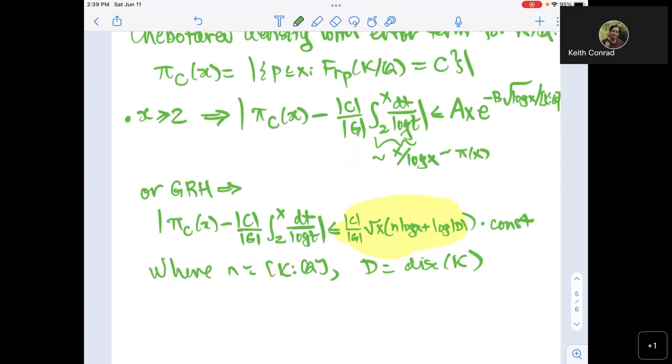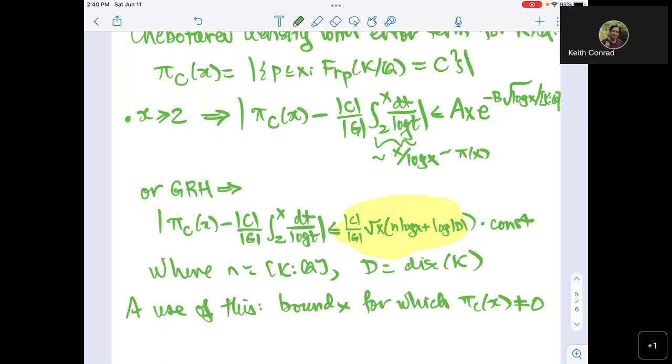And so how is this of any use? How can we use something like this? As an example, let's suppose you could actually work out what these constants are. This has been done. People have worked out, a couple of years ago, Grenié and Molteni got some very down-to-earth concrete constants in these estimates, assuming GRH in this last estimate that I gave you. So a use of this is we can bound an x that would guarantee that pi_C(x) is not zero.